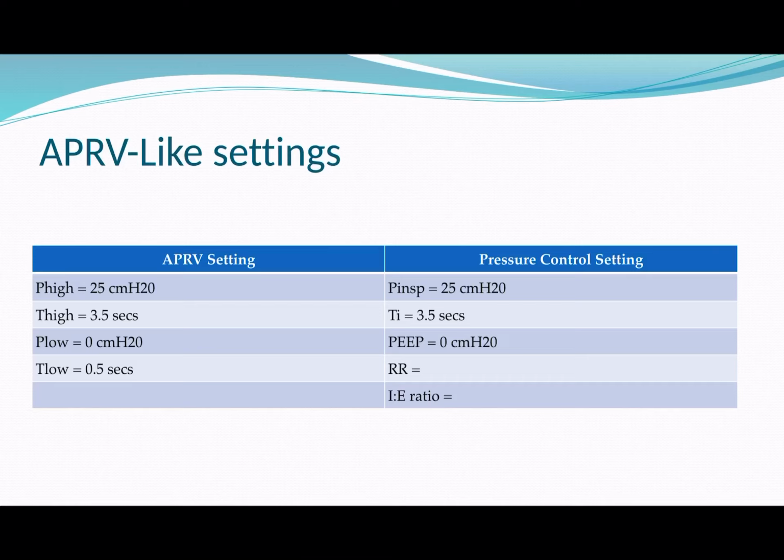And then comes the difficulty, your T low. Well, we said that the T low is equivalent to your TE, your expired time. But you can't really set that in many ventilators. What you can set, however, is your respiratory rate and I to E ratio. So this is where you need to do a little calculation to be able to work out exactly what you need.